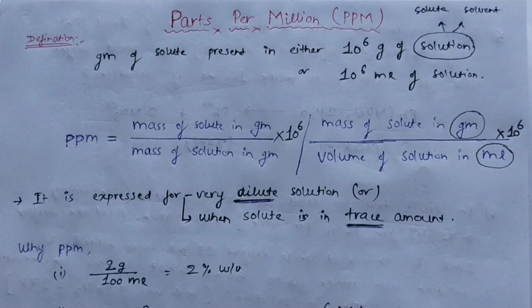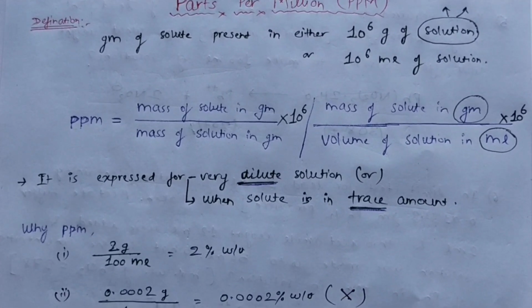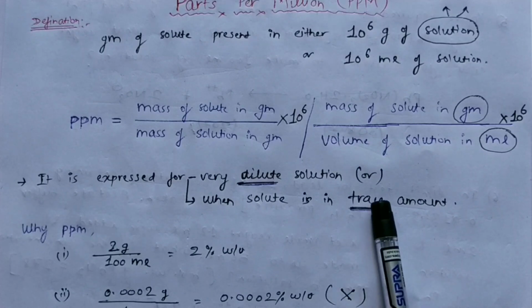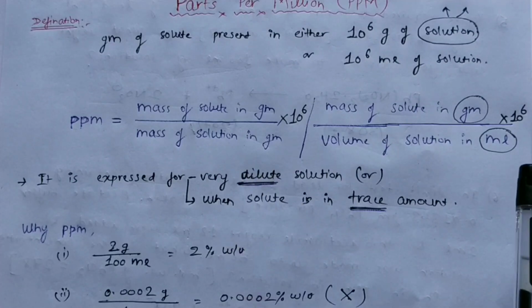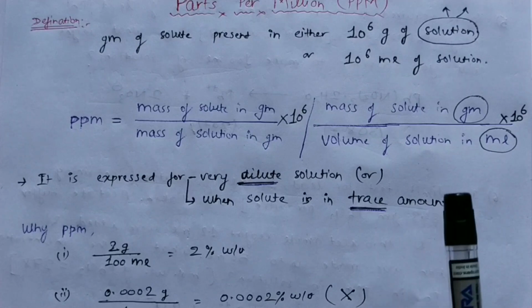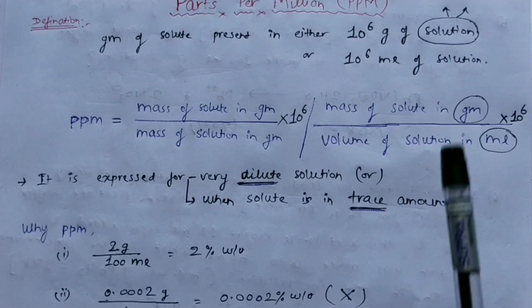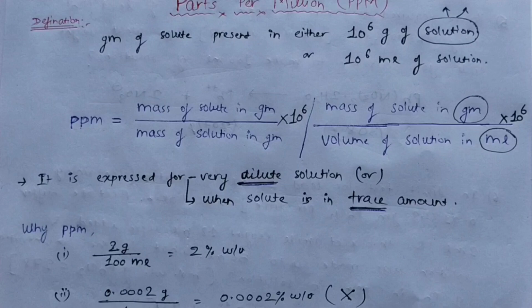So the answer is, if the solution concentration is very low, that means if the solution is very dilute, or we can say if the solute present in that solution is in trace amount, in very less amount, in another way it is termed as a dilute solution, right? So for such a very dilute solution we use parts per million concentration, to express their concentration.